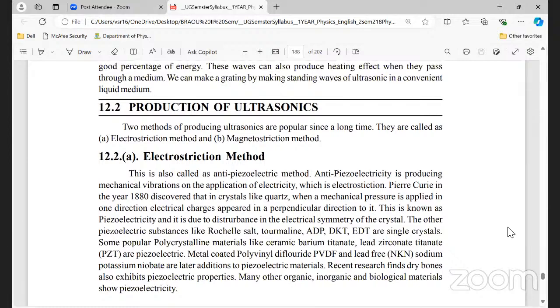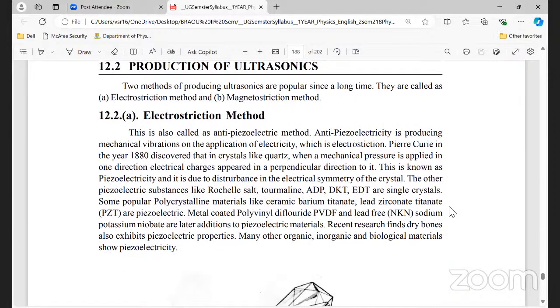Usually we go through two methods for producing ultrasonics since a long time. One is the electrostriction method, another is the magnetostriction method. Be careful, any one of these as an essay is compulsory: production of ultrasonics. The electrostriction method is also called the anti-piezoelectric method, and anti-piezoelectricity produces mechanical vibrations on application of electricity.